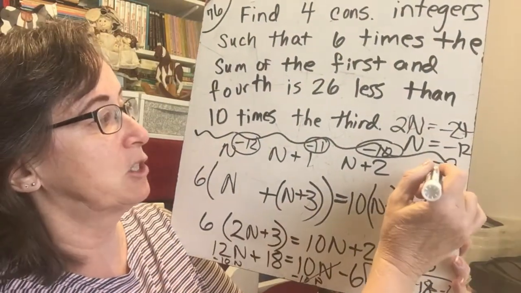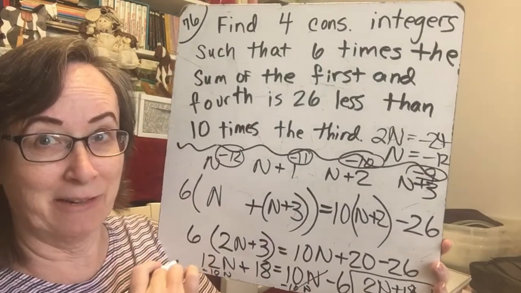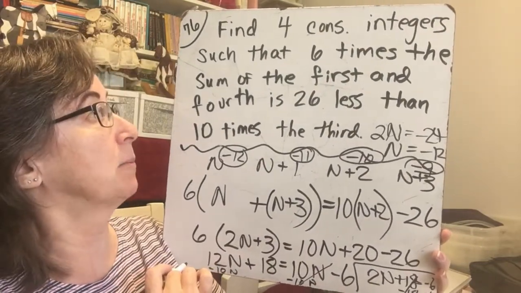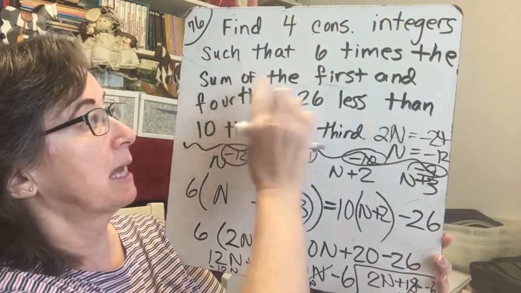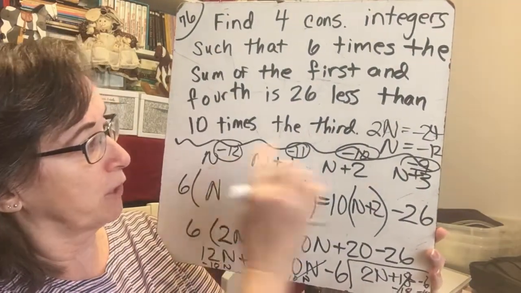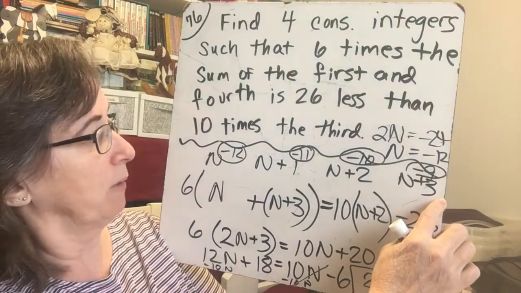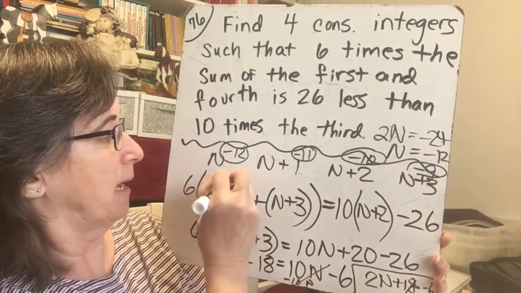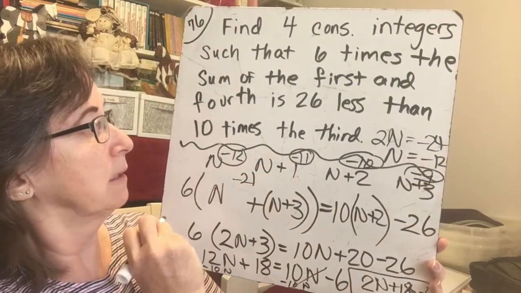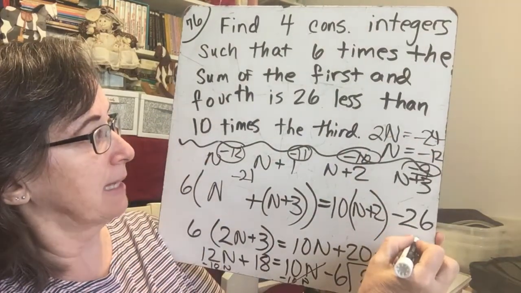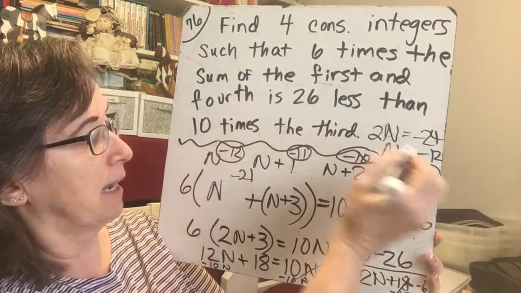So let's check and see if we have the right 4 consecutive numbers. 6 times the sum of the first and the fourth. The first and the fourth added together is negative 21. So 6 times negative 21 is 26 less than 10 times the third.